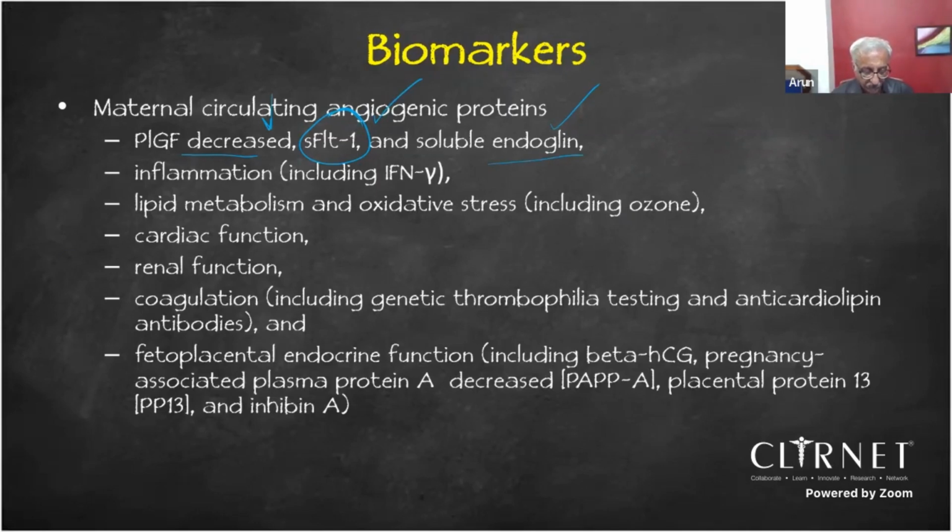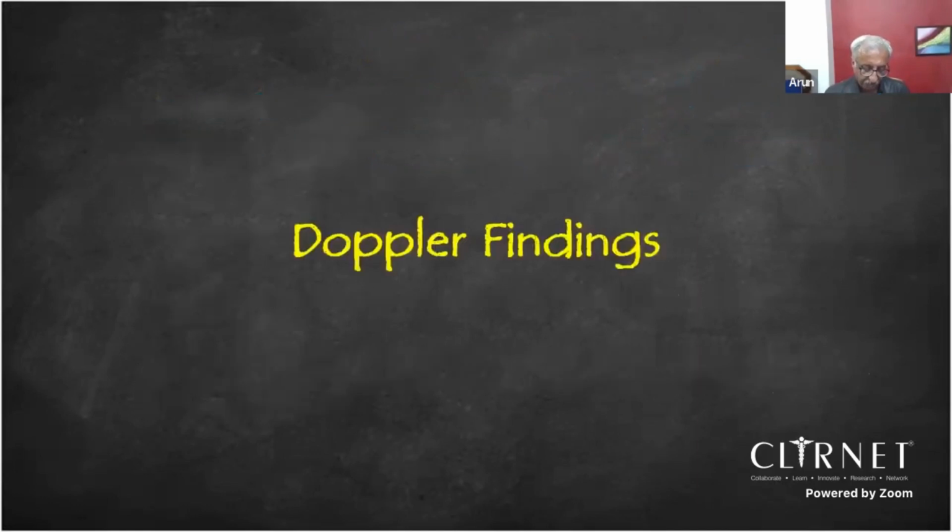Then we have inflammation. We have necrosis factors. All this, once you write in the exam, you can mention these things. But what they are interested in is only this particular thing, that these things are required, and maybe a PAPP-A. These things are required as a biomarker.